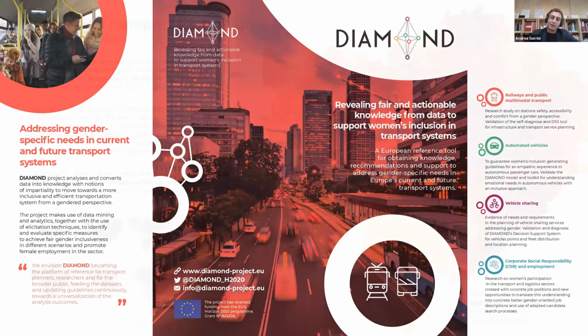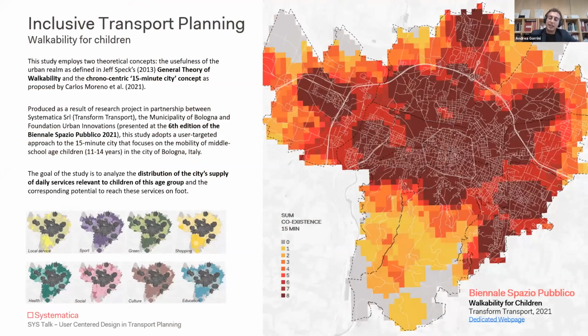And the third project is still ongoing, and the first phase of the project has been presented during the Biennale of Public Space, which is a yearly event held in Rome. We produced a series of maps trying to highlight the needs of children as pedestrians within the framework of the 15 minutes city.